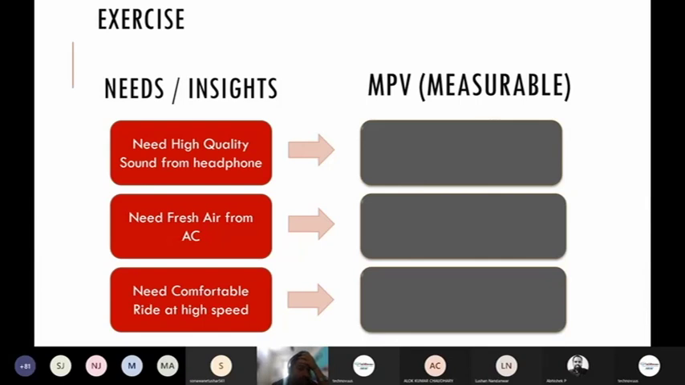Now need comfortable ride at high speed. Flow rate, agree. Flow rate is also a measure, but not a measure of fresh air. But ultimately, when the customer says fresh air, he's talking about quality of air, and it may have the flow also included. Right. These are all insights. You have to really understand. Customers sometimes say very superficial things, but in the background they mean something else.